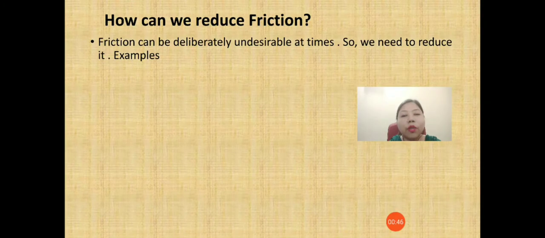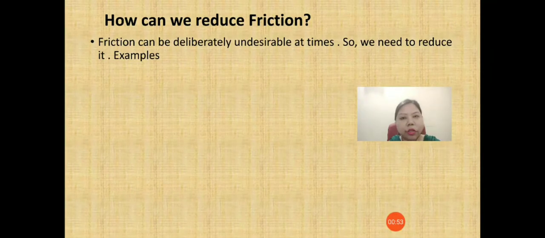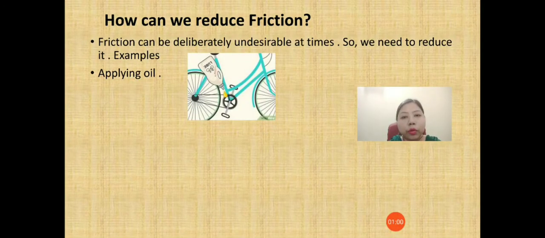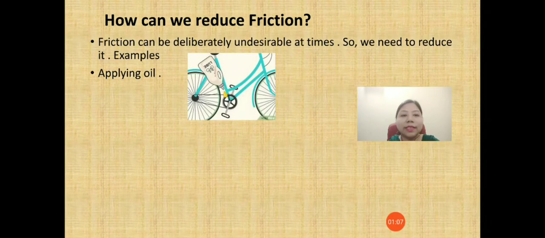At times, there are situations where friction is deliberately undesirable. So, we need to reduce friction. Now, how can we reduce friction? We can reduce friction by applying oil. Some of you who have a bicycle might have applied oil for proper movement of the cycle. So, it will reduce friction.